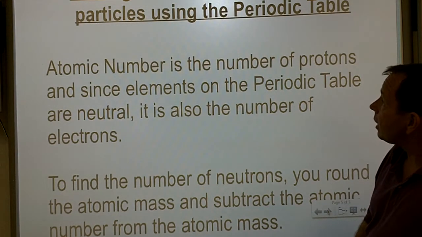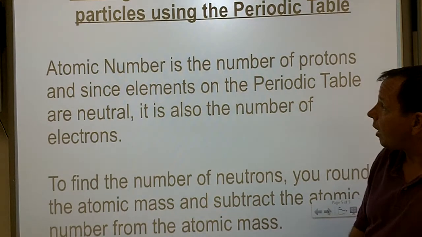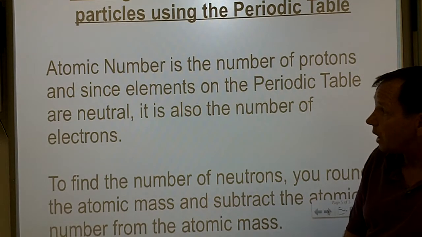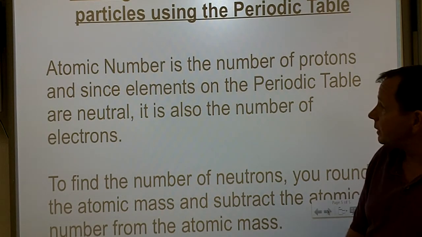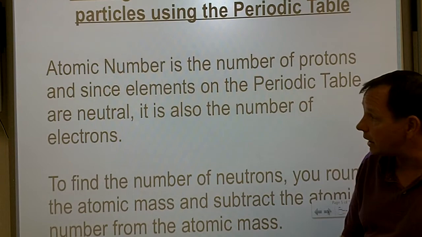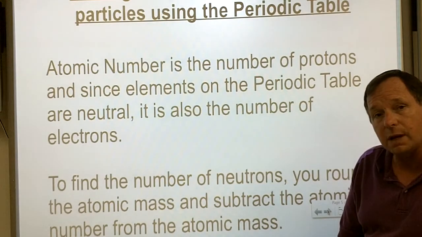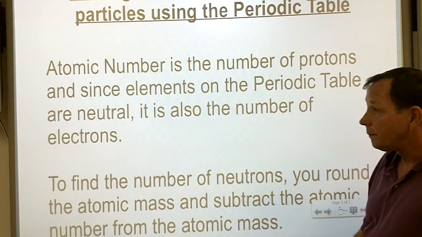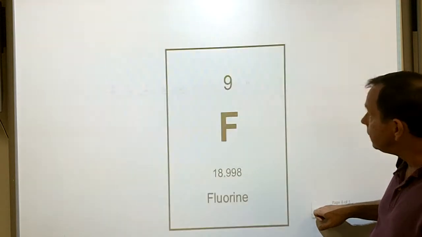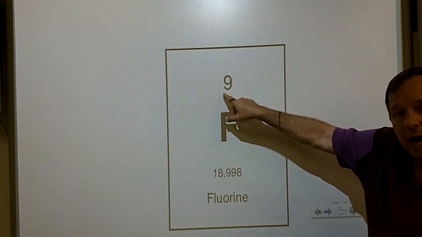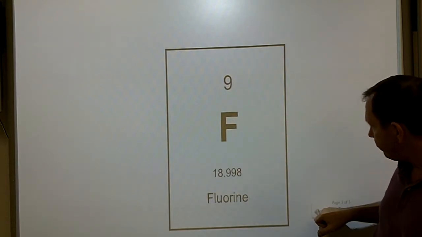Finding the number of subatomic particles using the periodic table. Now, I've already talked about this once, but let's talk about it again. The atomic number is the number of protons. And since elements on the periodic table are neutral, they do not have charges on the periodic table, that means that you're going to have the same number of electrons as you do protons. So since fluorine has 9 positive protons, it's going to have 9 negative electrons in order to balance it out and make it a neutral atom.